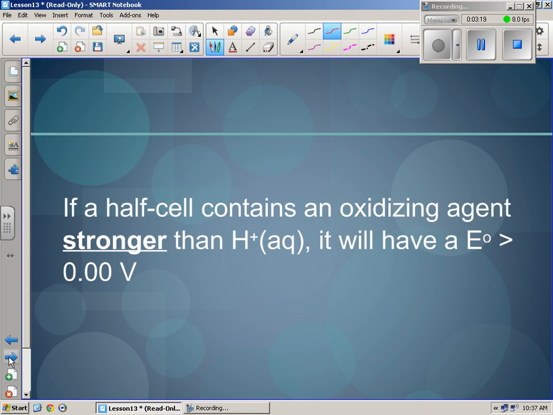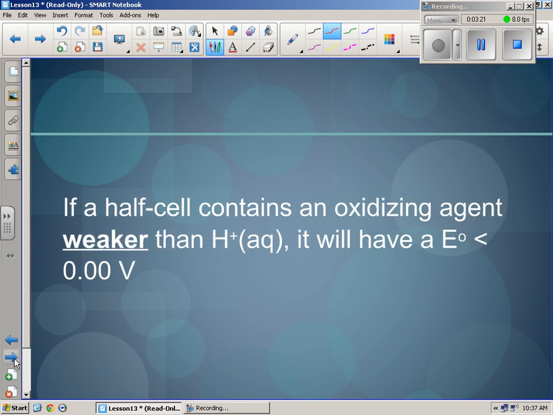And vice versa. If the half cell contains an oxidizing agent that's weaker than that hydrogen half cell, and when we talk about the hydrogen half cell, just like we've been doing, you can talk about the H+, you can talk about the H2, it doesn't really matter. That's the half cell that takes place in either the cathode or the anode. It's one of the two, it doesn't matter. But if the oxidizing agent's weaker than that half cell, it's going to have an electrical potential less than 0. So in that case, once again, your E net would be a negative.